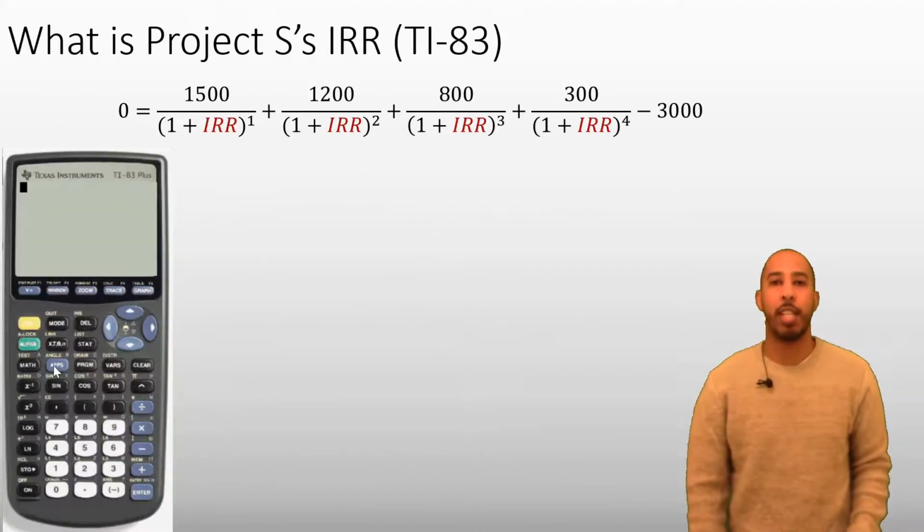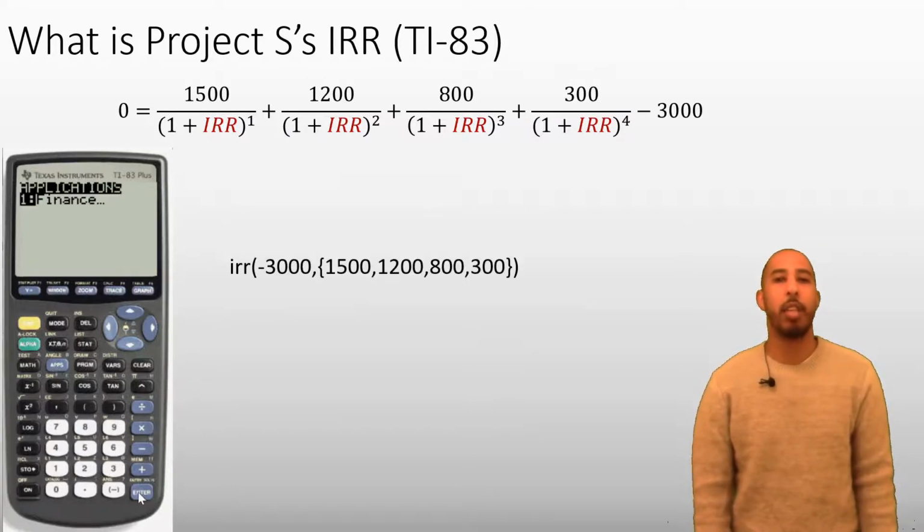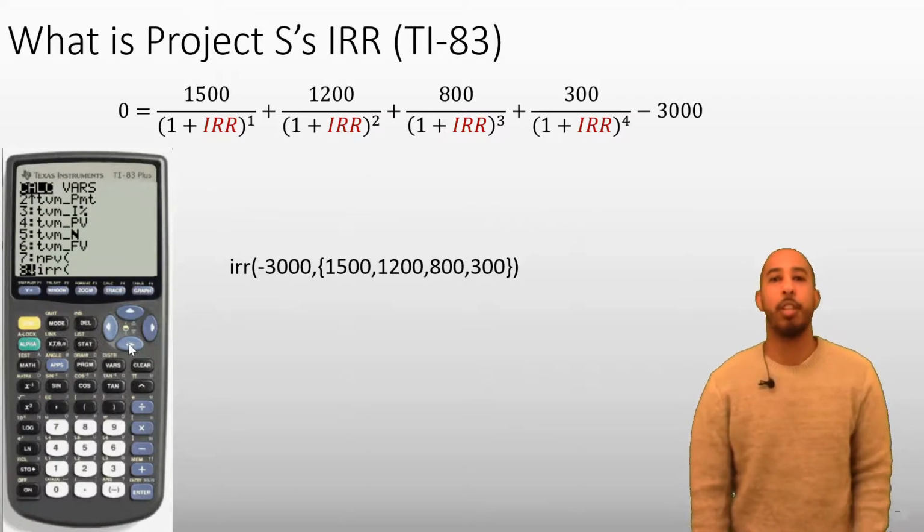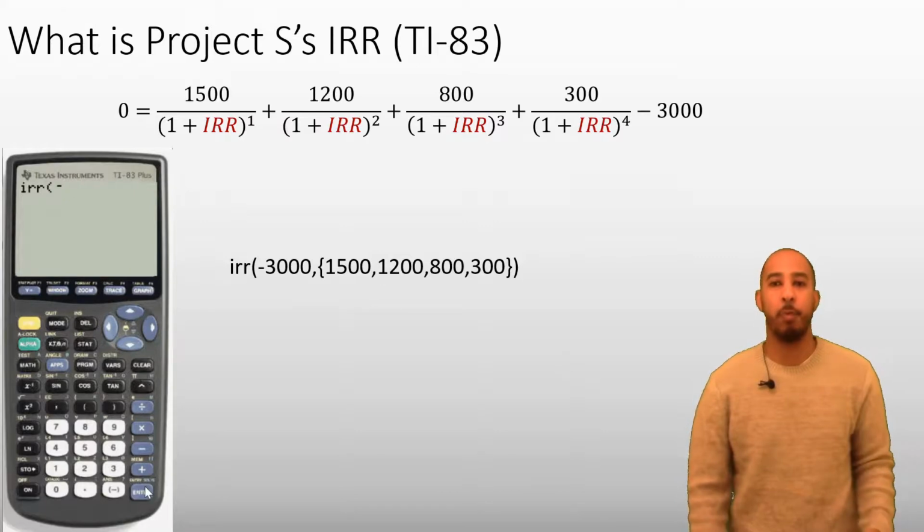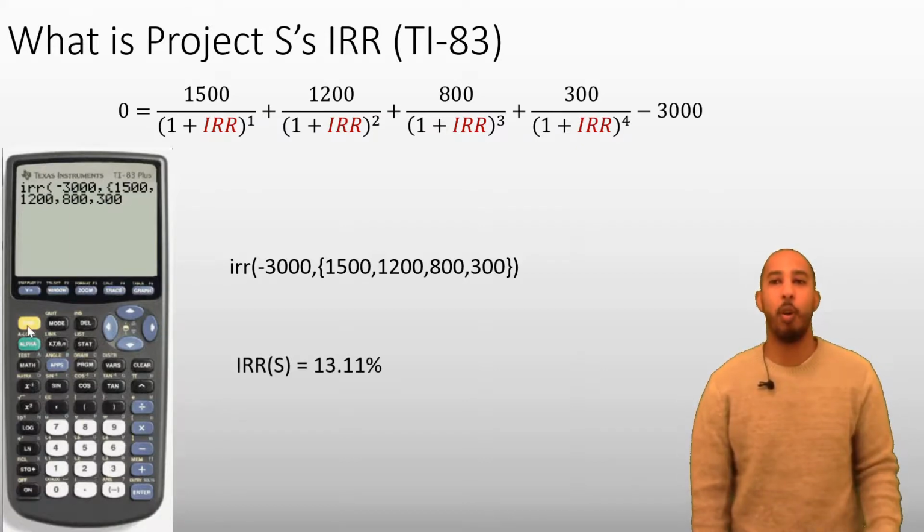Now let's compute the IRR for project S and for project L. As I said earlier, the IRR is going to be the interest rate we put into the NPV formula that forces the net present value to equal 0. This can be very difficult to do by hand, but luckily our technology can handle this for us easily. In the TI-83 calculator, we can use the IRR function in the finance apps. We first enter the initial outlay, the negative $3,000 cash flow at time 0, and a comma, and some curly brackets. Then we enter the future cash flows as they appear on the timeline: 1,500, then 1,200, 800, and 300. Close the curly brackets and the parentheses, and hit enter, and we get 13.11%. That's Project S's internal rate of return. This means this project will generate, on average, a return of 13.11% per year for the company.